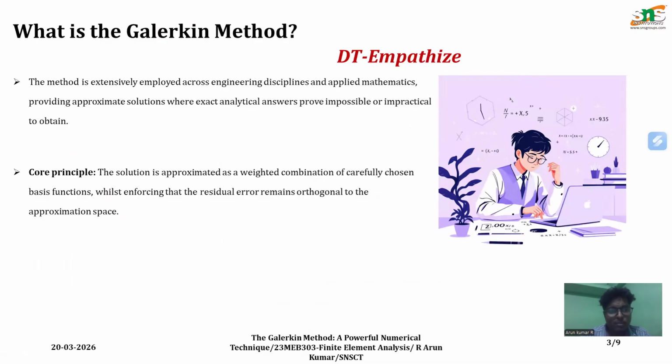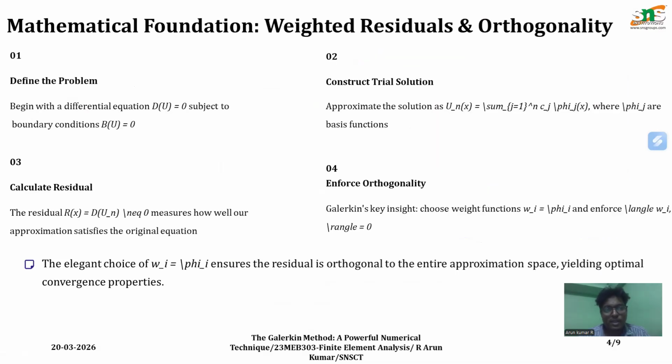So what is the core principle of the Galerkin method? The solution is approximated as a weighted combination of carefully chosen basis functions, which enforces that the residual error remains orthogonal to the approximation space. What is the mathematical foundation of the weighted residual and orthogonality?